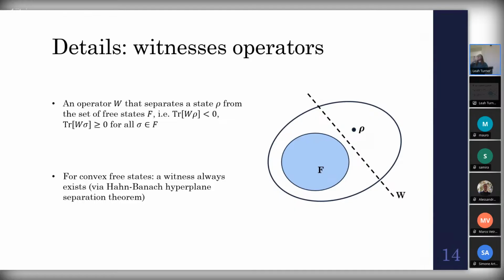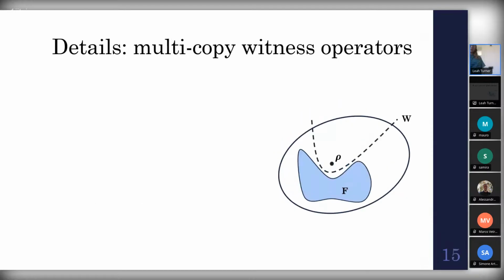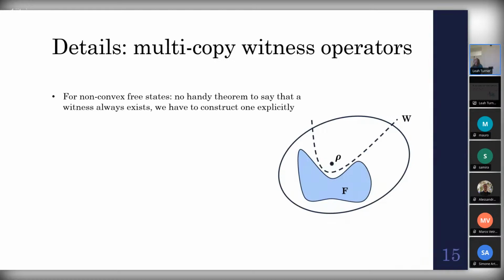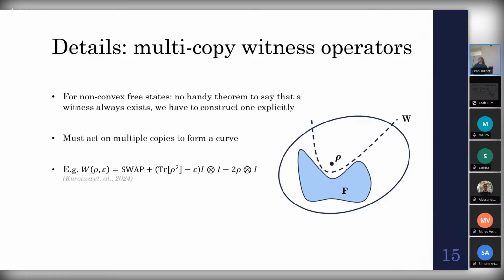this picture. The issue then comes in that we want our free states to be non-convex, and you can see here that we can't necessarily separate any resource state from our free states with just a straight line anymore. So we need a slightly different type of witness. Specifically, we need some sort of curve in our line, and the way we do that is we take a witness that acts on multiple copies of your state. So we can always find an operator like that. For example, this one here.